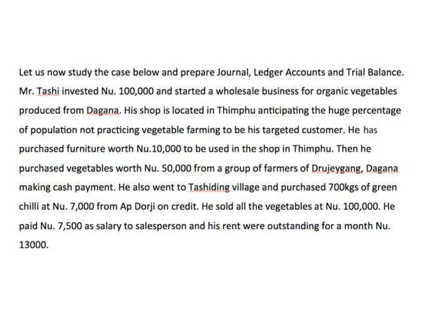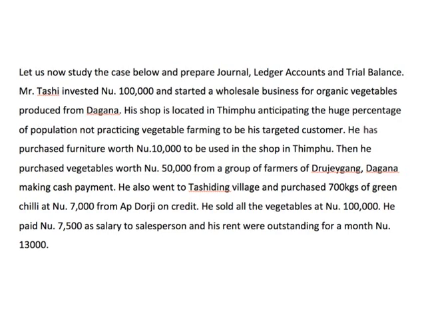Then he purchased vegetables worth 50,000 from a group of farmers of Dujigang, Dagana Dzongkhag, making cash payment. He also went to Tashning village and purchased 700 kgs of green chilies at Nu 7,000 from Abdoji on credit. He sold all the vegetables at Nu 100,000. He paid 7,500 as salary to his salesperson, and the rent for the month was outstanding, equal to Nu 13,000. So this is the business scenario for us.